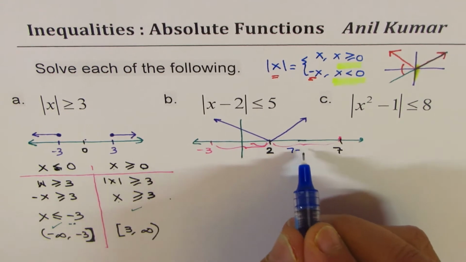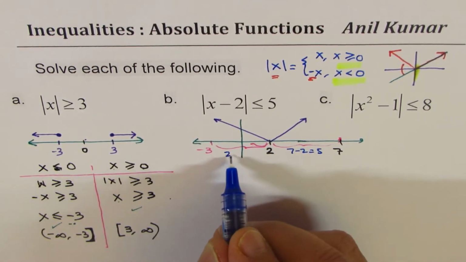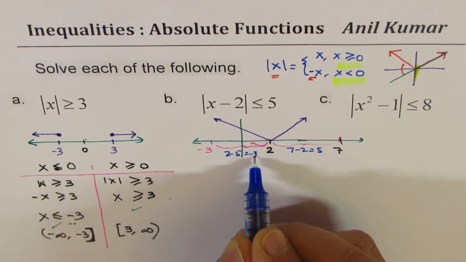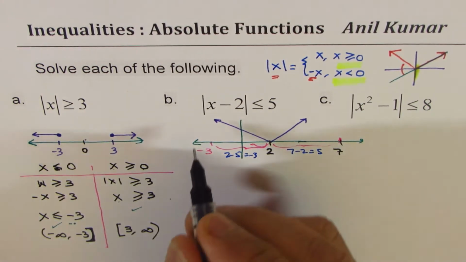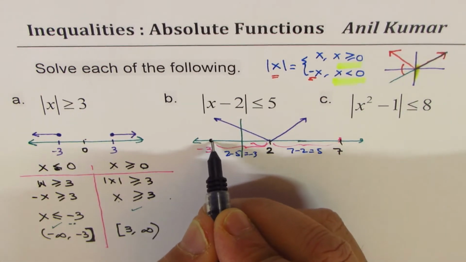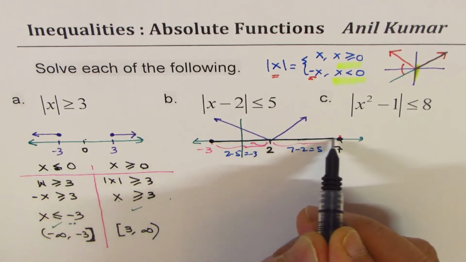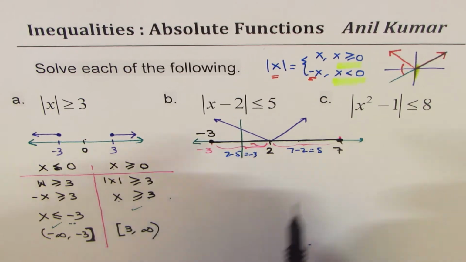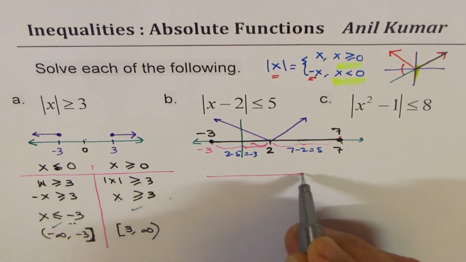That means we know 7 minus 2 equals 5, and we can say 2 minus 5 is minus 3 to get that point. Any calculation you do, correct? But the solution here is less than or equal to, which means you're including these points, and your solution is between minus 3 and 7. Correct? Now let us solve this using our method.